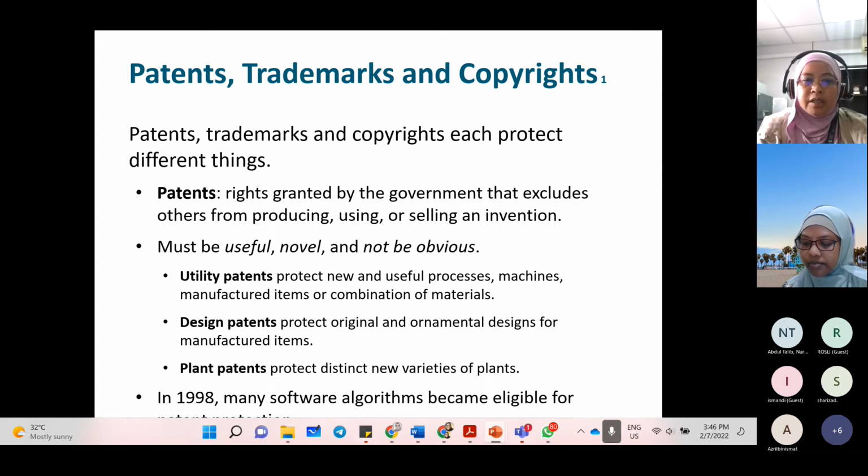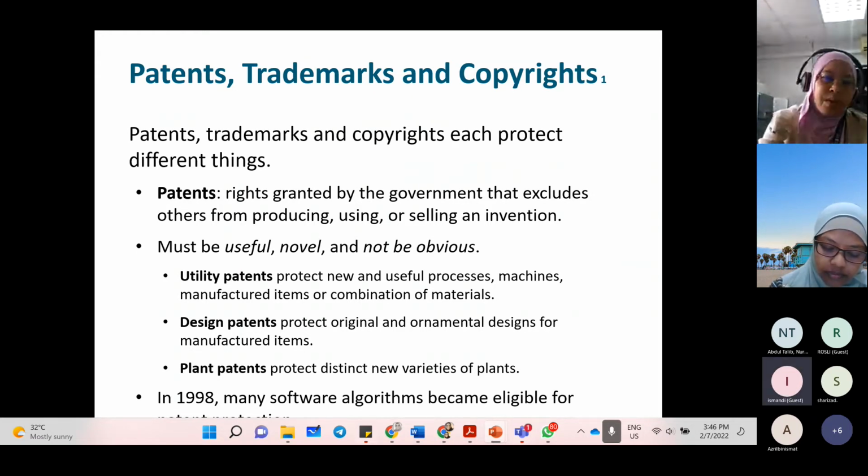A design patent protects an original and ornamental design for a manufactured item. So there are actually a lot of designs. That's why sometimes we pay a high price for expensive branded perfume, because of the content of the EDP, and the bottle itself is also patented. Each bottle for each edition is also patented. So we pay not only for the product, but also for the packaging, including the patent and so on. A plant patent protects a distinctive variety of plant. This is for plants.